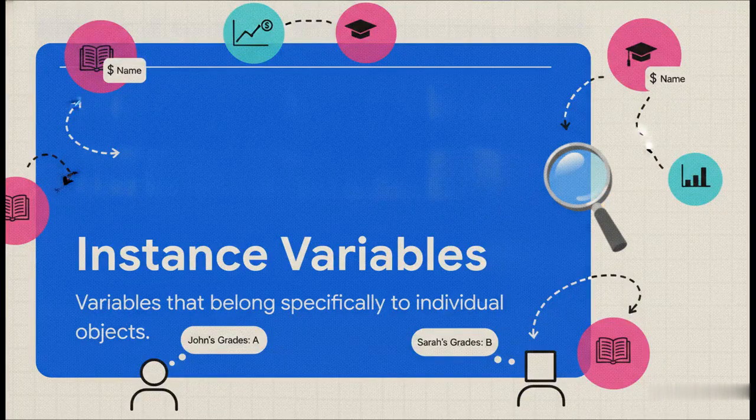Now, inside that constructor, we define what are called instance variables. These are variables that belong to specific objects. So if our class is student, the instance variables would be things like name and grades. Even though every single student comes from the exact same class blueprint, instance variables are what ensure that John's grades are kept entirely separate from Sarah's.